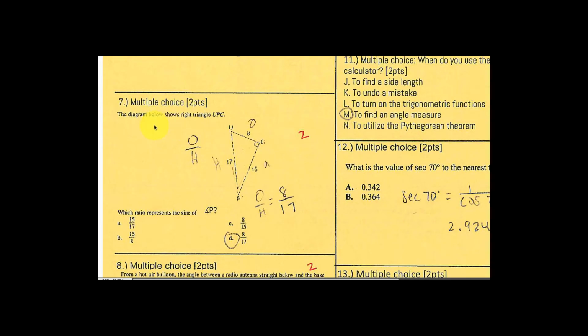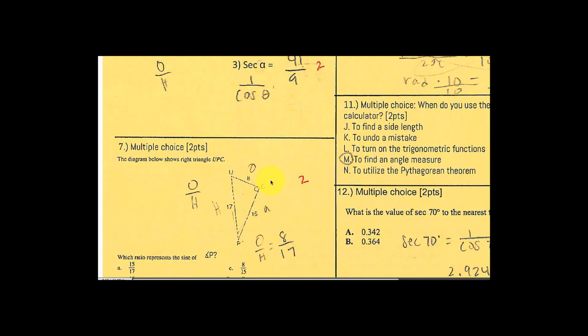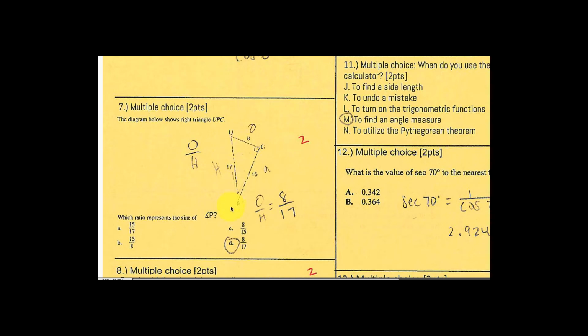All right, question number 7 says, the diagram below shows a right triangle UPC. So here is UPC, and then it says which ratio represents the sine of angle P. So if you go to P, the student labeled the opposite from angle P. You have the hypotenuse, and then the other side is the adjacent. Sine they knew was opposite over the hypotenuse, so they got 8 over 17. D is your correct answer.